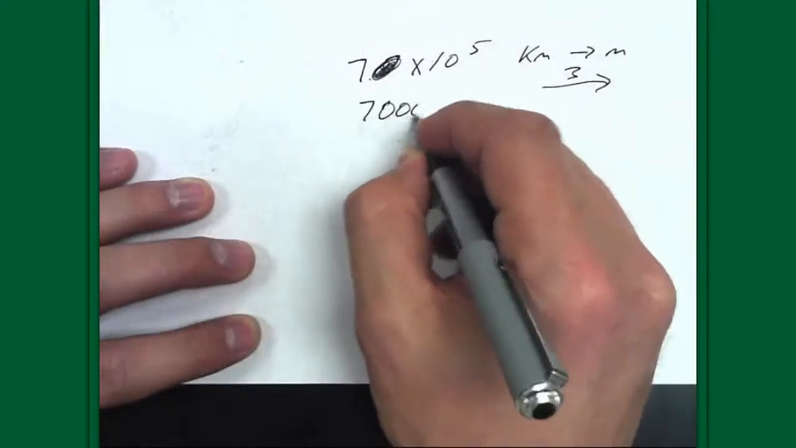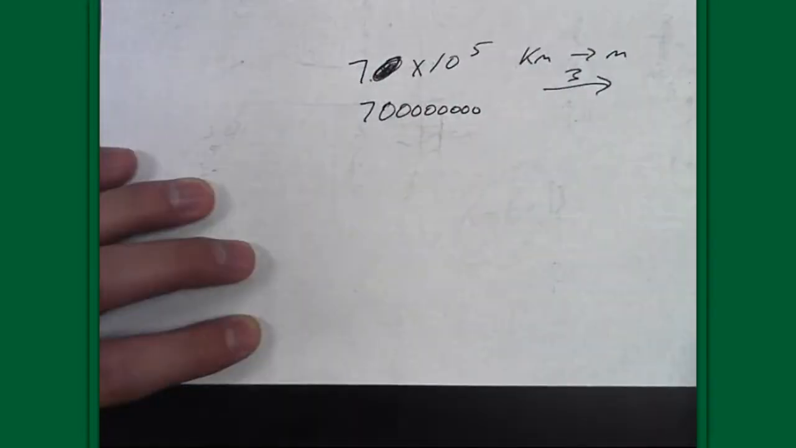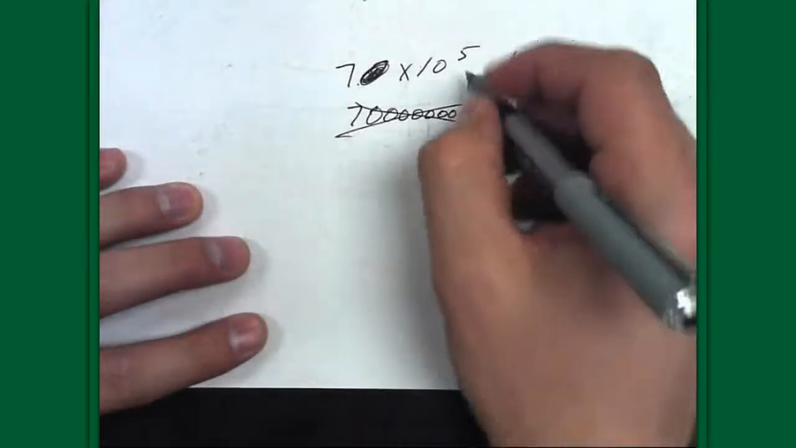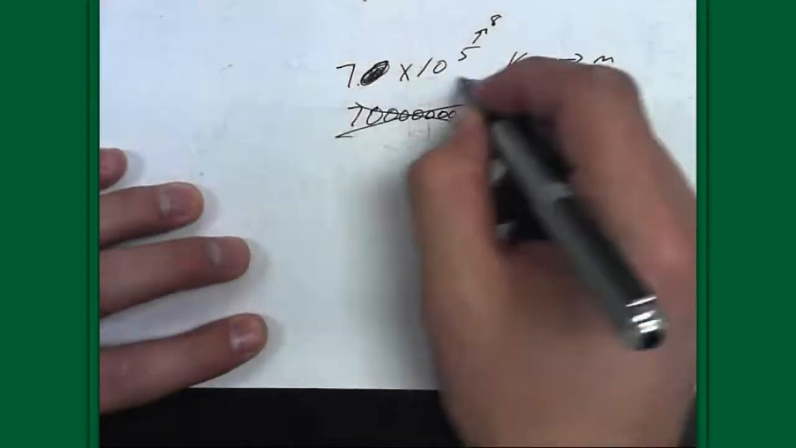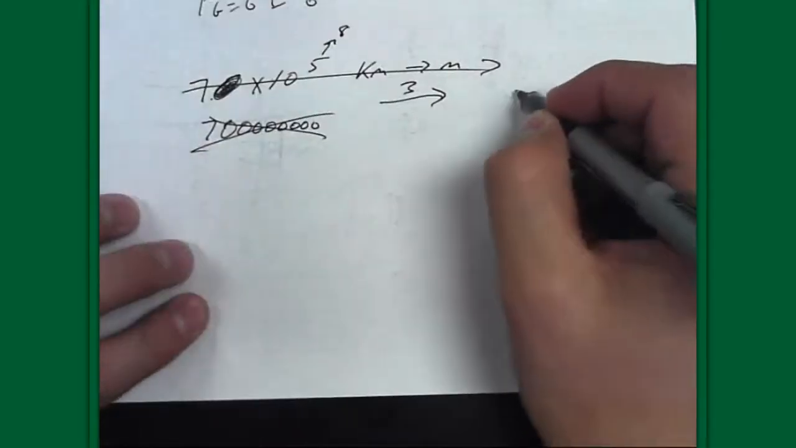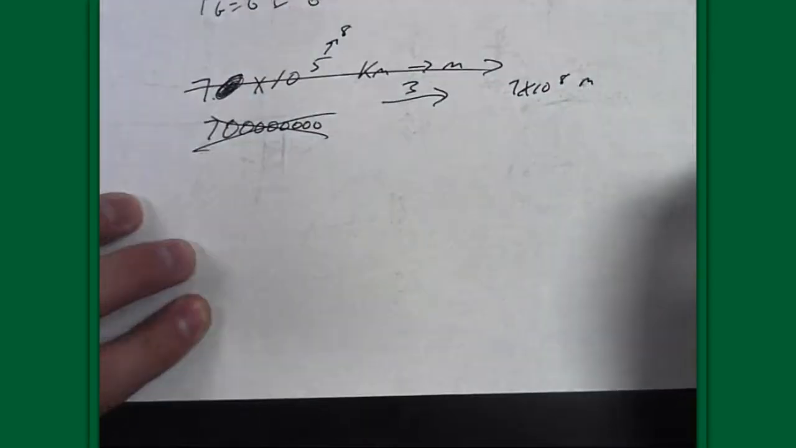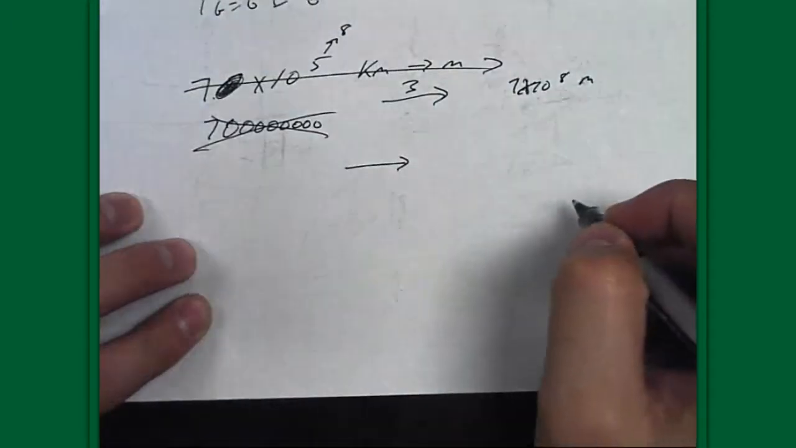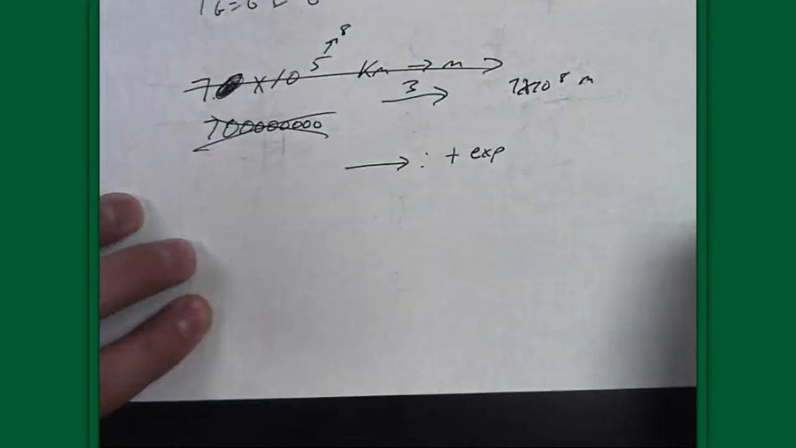You can put 7 and 5 zeros on it, and then throw 3 to the right. You throw 3 more zeros on that. That's correct, but it's a lot of writing that I don't really like. If we move the decimal place 3 to the right, what we've actually just done here is added 3 to this exponent. So this number actually becomes then 7 times 10 to the 8th meters. Right? So in other words, if you're going to move the decimal to the right ordinarily, all you have to do is add that same number of places to the exponent.